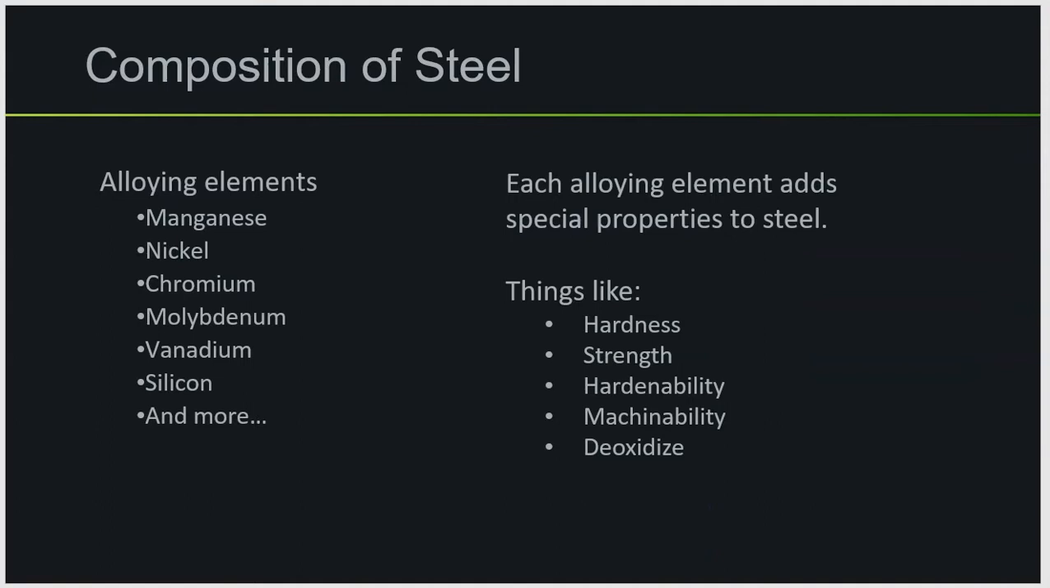If we backtrack a little bit, remember that steel is an alloy of iron and carbon. Here's a very short list of additional alloying elements that can be added to steel, and they're going to have an effect on steel by changing the physical and mechanical properties. They're going to have an effect on things like hardness. They're going to change the strength, the steel's ability to harden. They're going to affect the machinability, and of course some of them might have a cleaning effect.